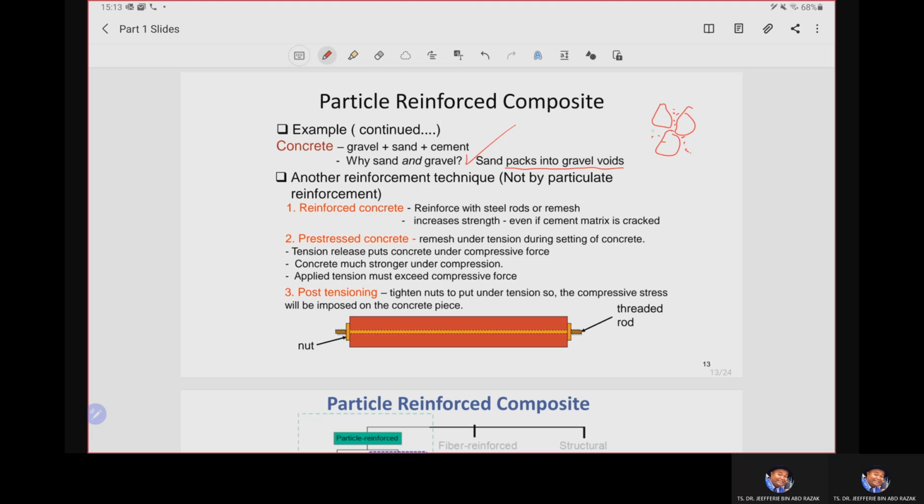Another reinforcement technique involved in composite concrete is not only the particulate reinforcement, but also the reinforced concrete method. We can have here the reinforced concrete, the pre-stressed concrete, and also the post-tensioning strategy. For reinforced concrete, normally we use Portland type cement concrete for structural and building applications. This Portland cement concrete can be further reinforced by adding reinforcement like the rod, the remesh, the wire, the bars or rebar, which we let be embedded into the fresh, uncured concrete.